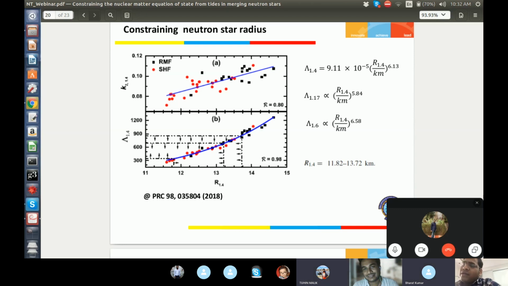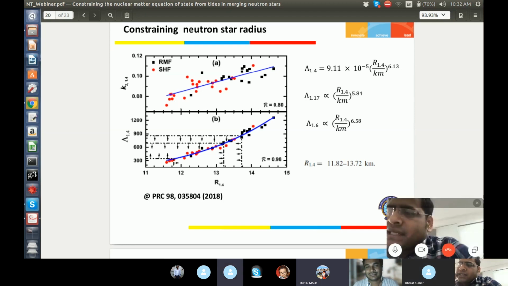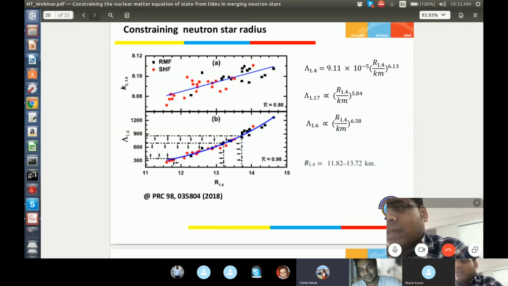My question, Bharat, is about this calculation, finding the correlation between the tidal deformability of 1.4 and the radius of 1.4. Actually this is not a very strict calculation, because if you fix the coefficient in a different range, you get the power in a different range. If you fix the power in a different range, you also get the coefficient in a different range. So you can play with those two things and get many results from that.